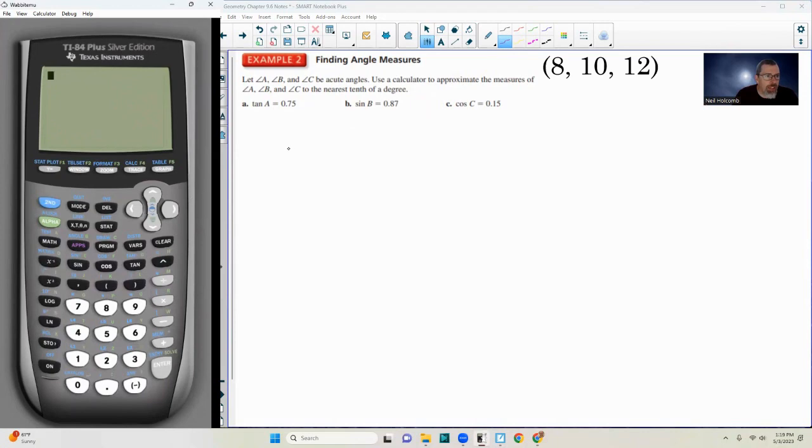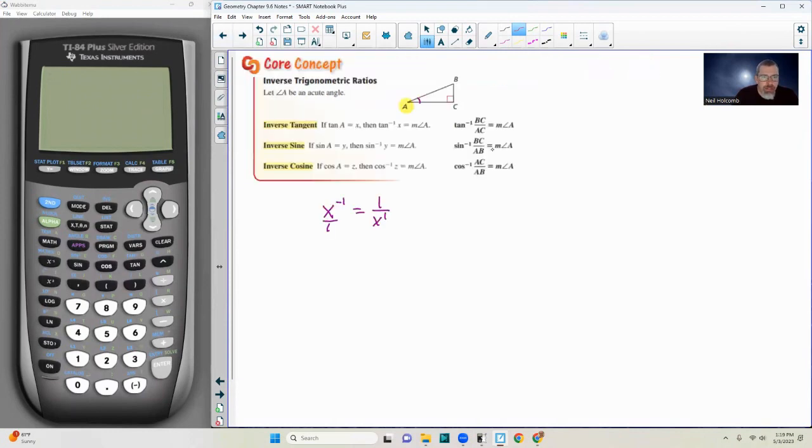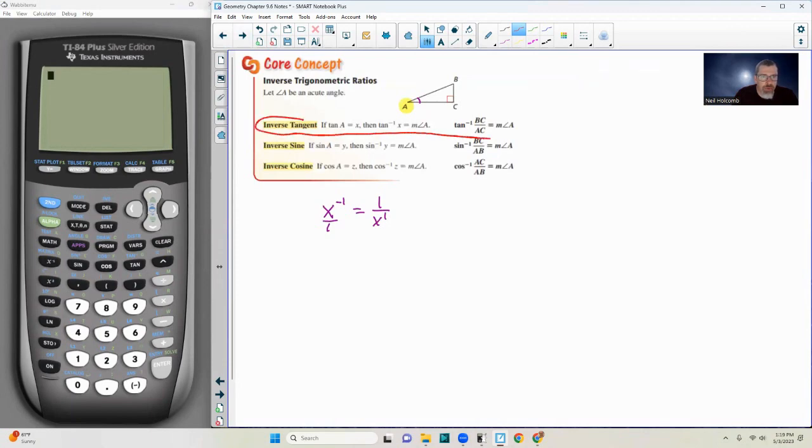And I'm going to hit second quit. And let's take a look. And tangent A equals 0.75. So since the tangent of A is 0.75, then what you do is say the measure of angle A equals, and if we go back here, it's the sine inverse of BC over AB. So we're going to say it equals the tan, we're taking tan of this, so this is going to be tan inverse. So what I'm doing is I'm looking at the inverse tangent rule right here.